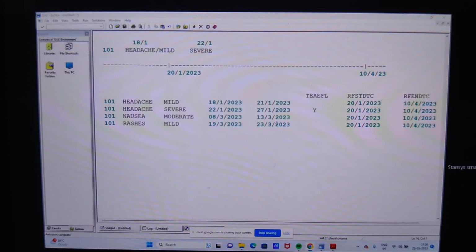By the way, this is the question that I'm asking. Please write a piece of code by tomorrow, and I want to know which one is a treatment emergent, which one is not a treatment emergent. Okay? Now, in the last class, we have seen a domain called disposition.